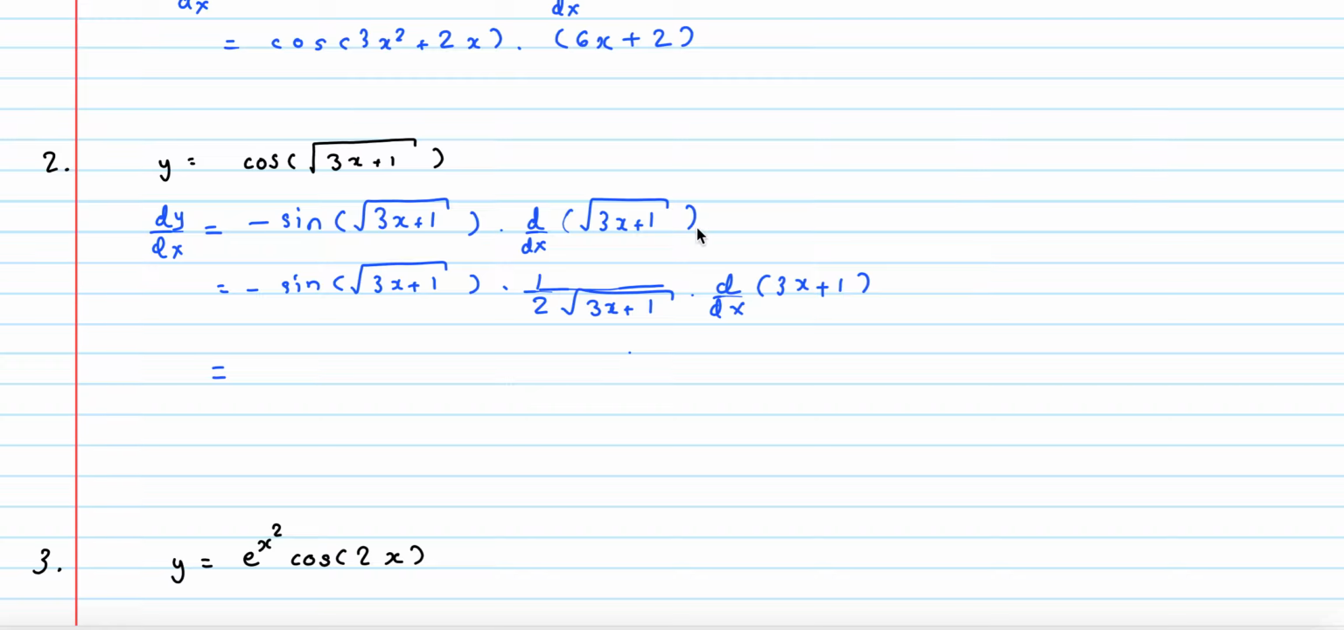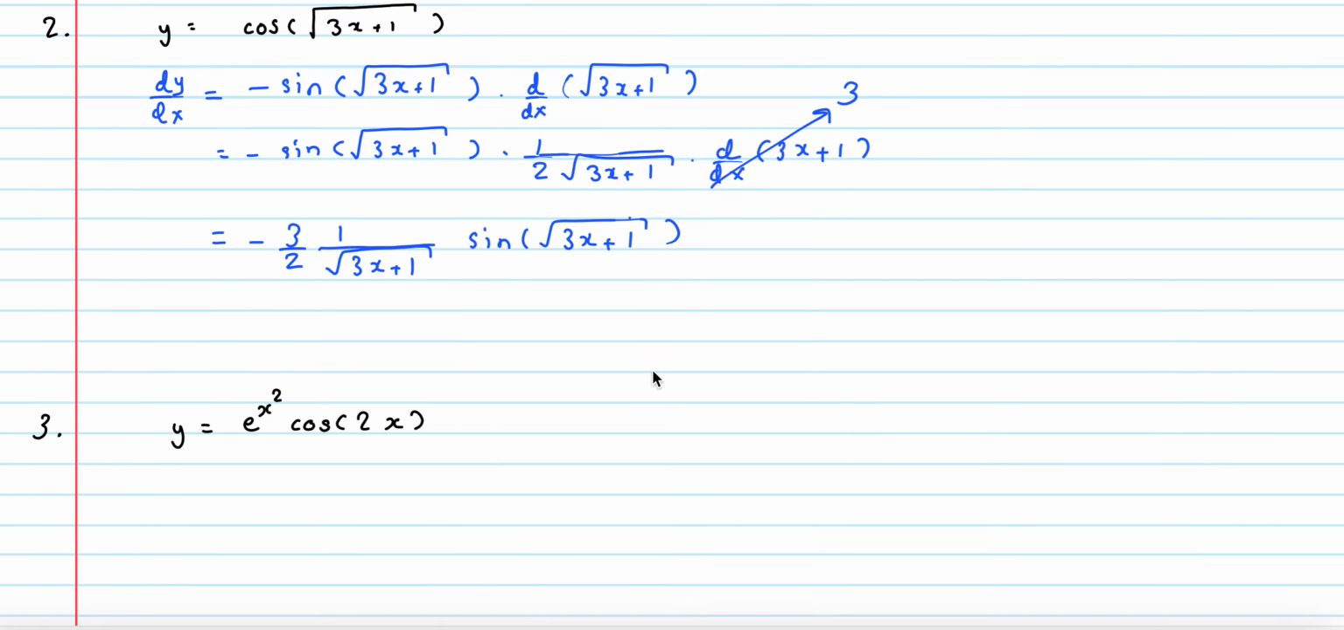So if we clean it up, this will go into 3. So if we clean this up, we get negative 3 over 2, times 1 over the square root of 3x plus 1, times sine of the square root of 3x plus 1. That's it. We can move to the next one now.